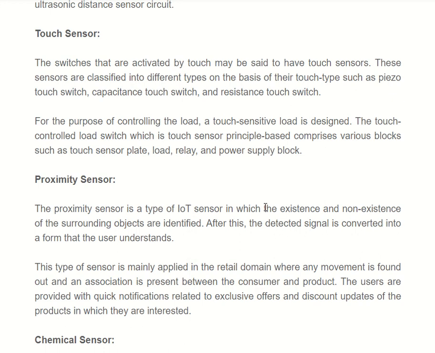So the users are provided with quick notifications related to the exclusive offers and discount updates of the products in which they are interested. This is not about the smartphone. This was about the retail domain where it is used, right? When any movement is found out and association is present between the consumer and product.